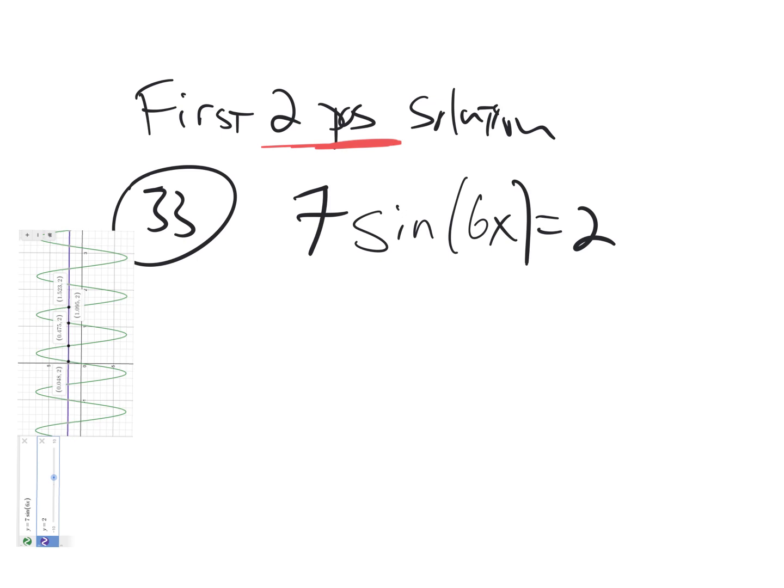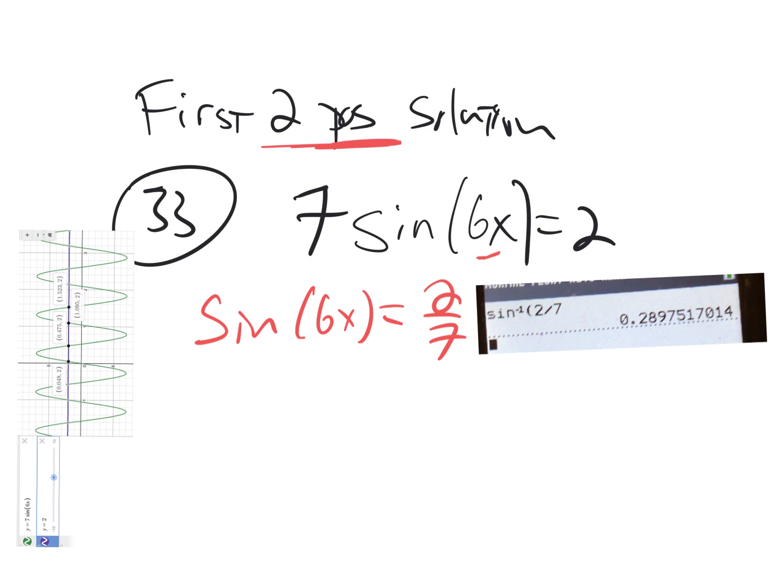We're going to tackle this just like we did before. I had a pi theta. The 6x I'm going to ignore for a second. I'm going to solve for the sine, which is 2 over 7. Not a nice, neat unit circle number. So I'm going to grab my calculator and arcsine it.